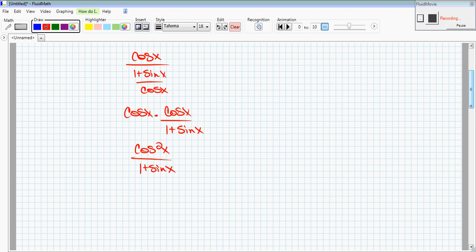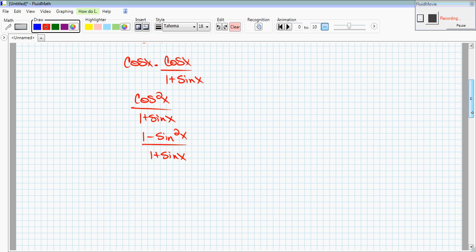Now, a couple ways to go from here. The way that I'm going to go is I'm going to get everything in terms of sine. Cosine squared x is 1 minus sine squared of x, so we have 1 minus sine squared of x over 1 plus the sine of x.